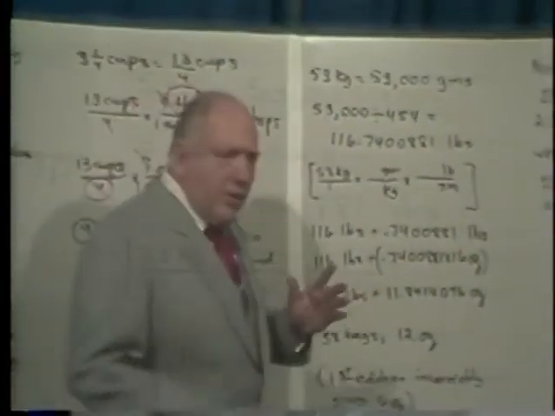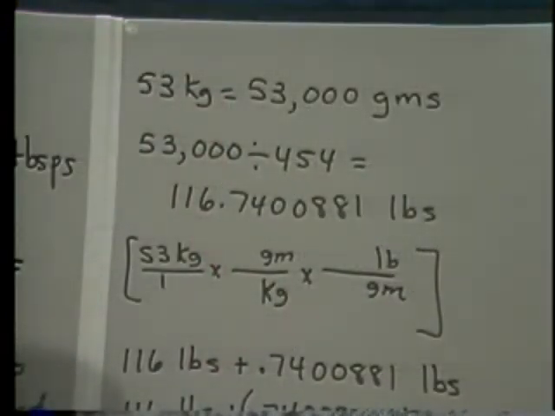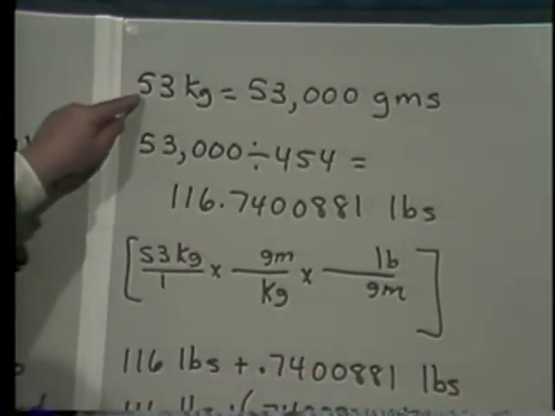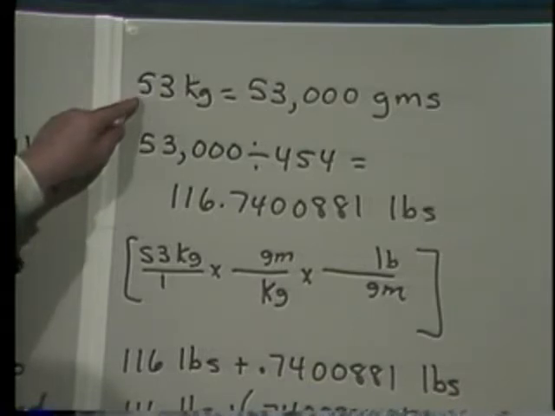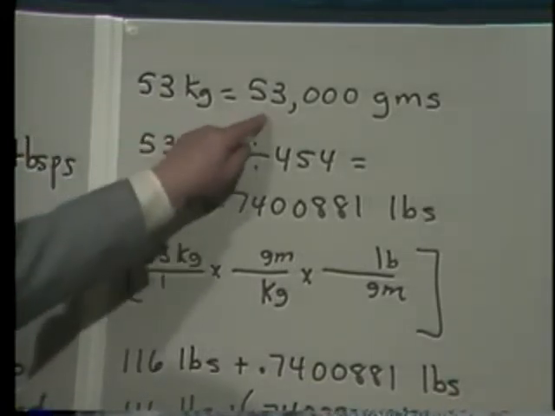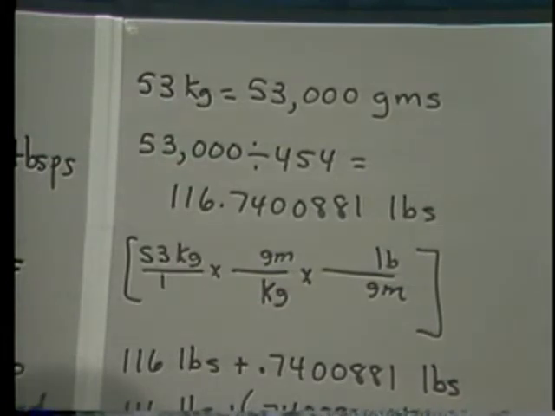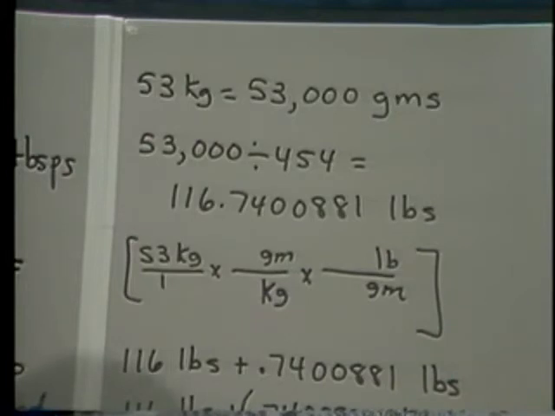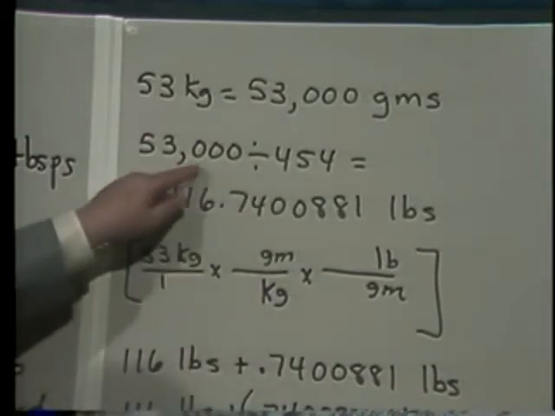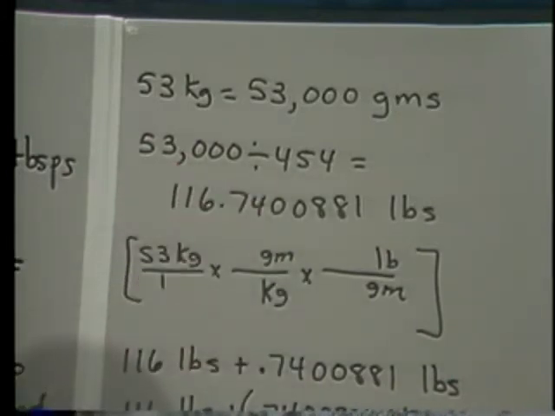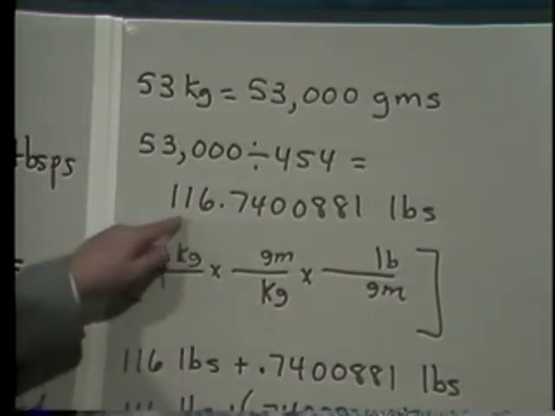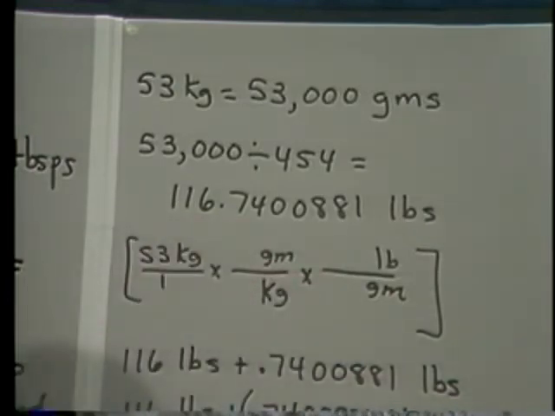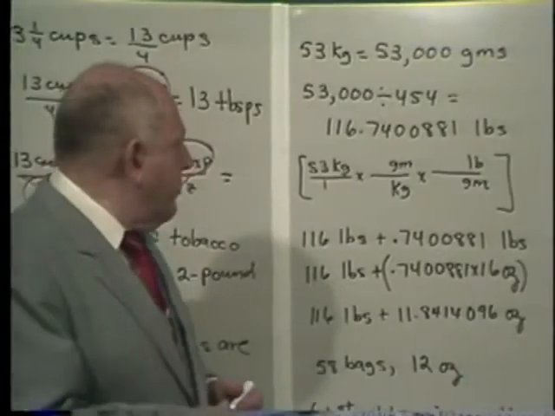So the way we get around this, well, let me first show you how to handle this without the dimensional analysis. Then we'll bring the dimensional analysis into it. I have 53 kilograms. I want to convert to grams. Remember, there are 454 grams to a pound. So from kilograms to grams, I simply multiply by 1,000. Then, once I've converted to grams, since there are 454 grams in the pound, I divide the 53,000 by 454, and that will give me how many pounds? And that's 116.7400881.